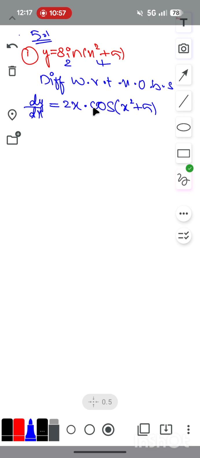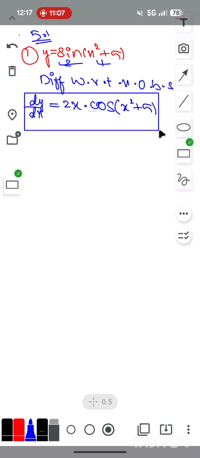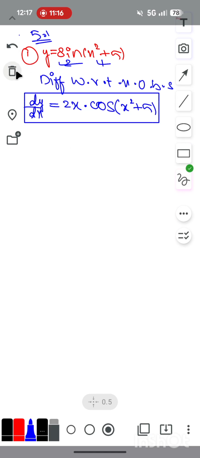First function is x square plus 5. Differentiation of x square plus 5 is 2x. And the second function is sine. Differentiation of sine theta is cos theta. In place of theta we have x square plus 5. Accordingly, we found the answer as dy by dx is equal to 2x into cos of x square plus 5. Next, second question is question number 2.